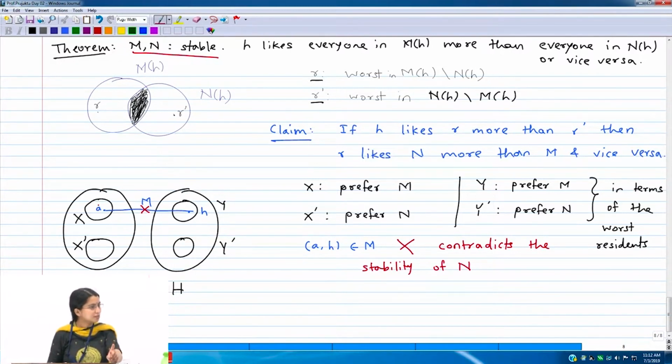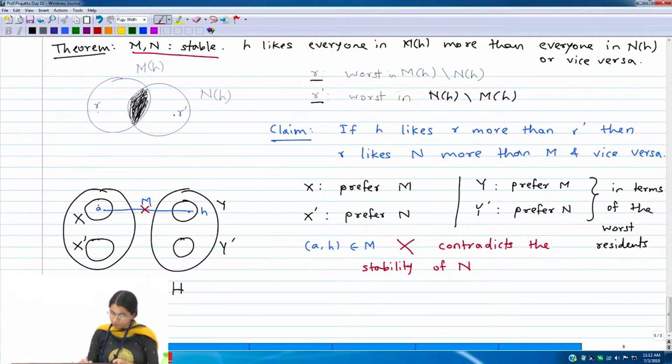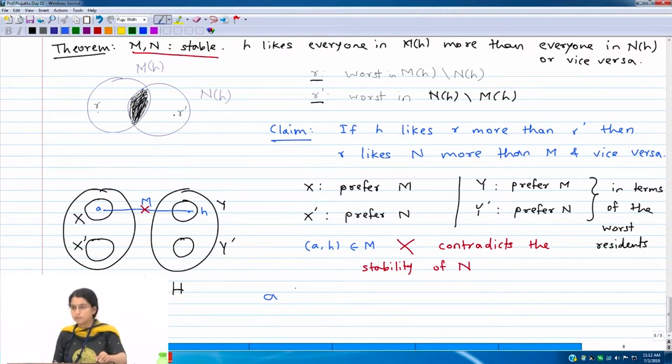So what is the confusion? Yeah, so I said if they are both matched in M and they also like M more than N, then this AH will be a blocking pair with respect to the matching N. Yeah, they are matched to each other in M. Yes, so A prefers H over N of H, yes. Yes, so H prefers A.